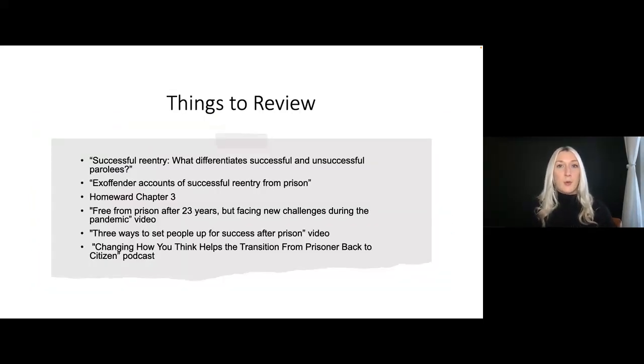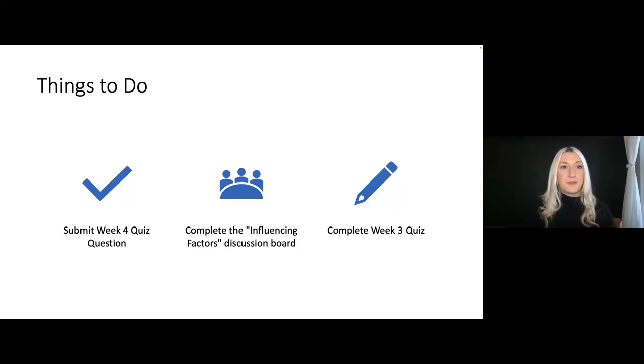So speaking of, what are you going to review this week? Well, you'll be reading Successful Reentry, What Differentiates Successful and Unsuccessful Parolees. You'll also read Ex-Offender Accounts of Successful Reentry from Prison, and then Chapter 3 of Homeward. And then you'll watch the Free from Prison After 23 Years, but now facing new challenges during the pandemic video. You'll watch the 3 Ways to Set People Up for Success After Prison video. And then listen to the Changing How You Think Helps the Transition from Prisoner Back to Citizen podcast episode. So you've got quite a few things to review for this week.